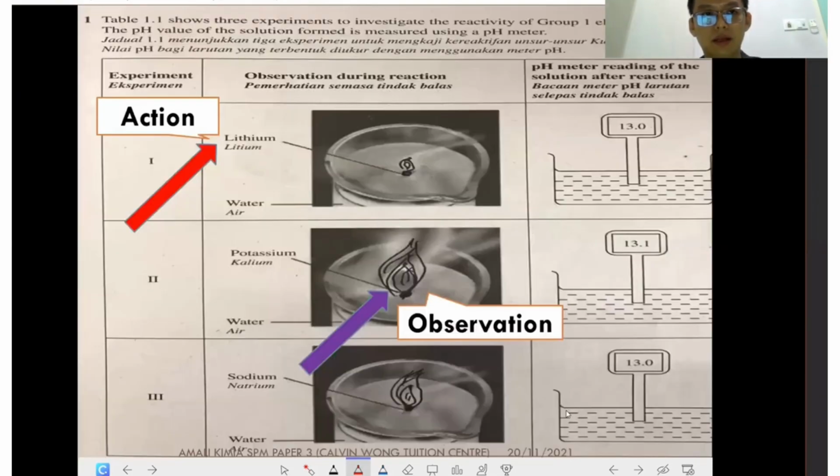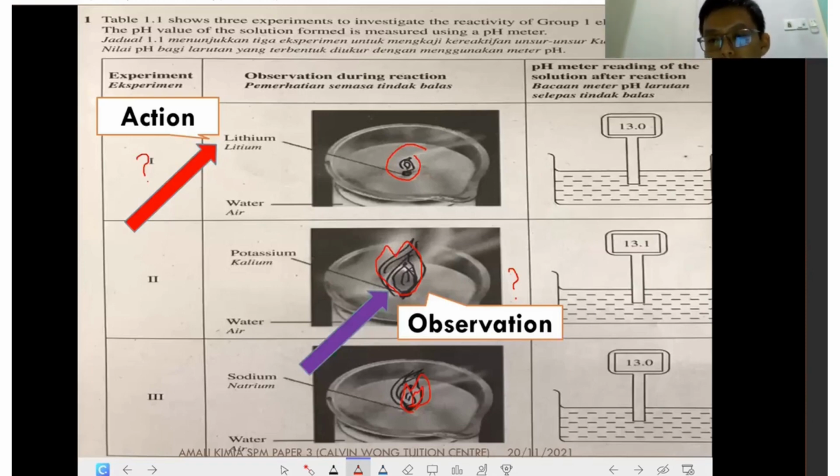You see this one. Okay, let me ask you first. This kind of question, they are asking you to observe the fire of the group 1 element inside the water. So you have lithium, you have potassium, wow, very big fire, and sodium, moderate. So your action is what? Your observation is what? And now you can see already. What have you done here? What have you observed here?